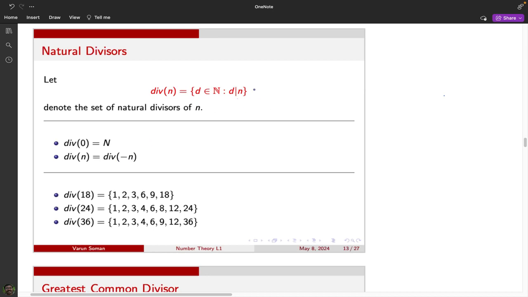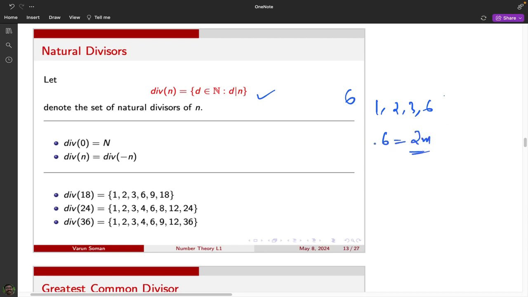Divisors of a number are basically the set of all natural numbers which divide that number. For example, the divisors of 6 are 1, 2, 3 and 6. So these are the set of natural numbers which divide the number 6 itself, and these are called the divisors. Remember that if 2 is a divisor of 6, we can write 6 as equal to some multiple of this 2. This is the idea of a divisor.